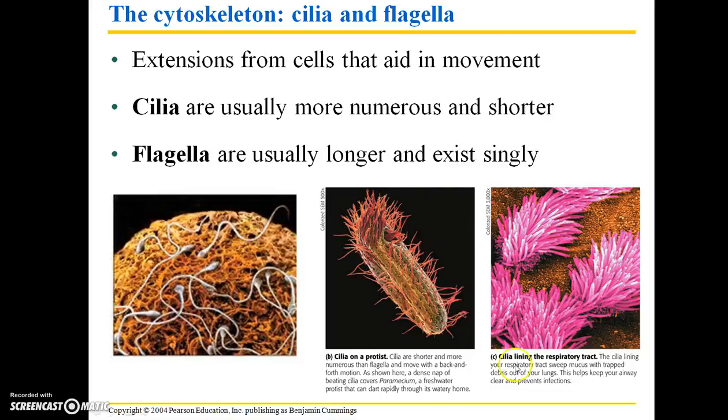And what's interesting here is you see cilia on a protist as well as cilia within our own digestive tract. So these structures are basically the same. Again, it's rather interesting that this cellular structure has been so conserved from very simple organisms all the way up to cells within our own body.